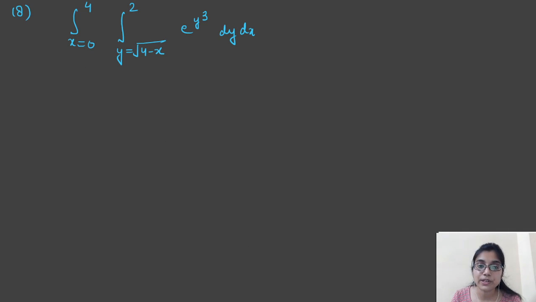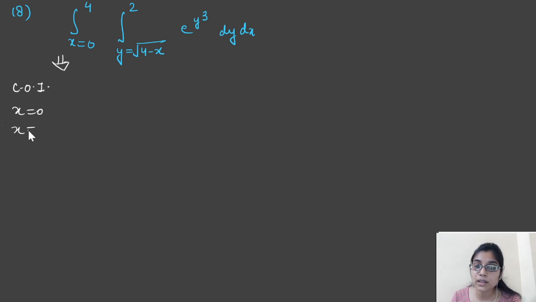Let's come to this question. What does this question say? That we have to find out the value of this integral. So what we are observing is that here we have to integrate initially with respect to y, because the limit of y is in terms of x, but we cannot integrate e raised to the power y cube. It simply means that this question is from change of order of integration.